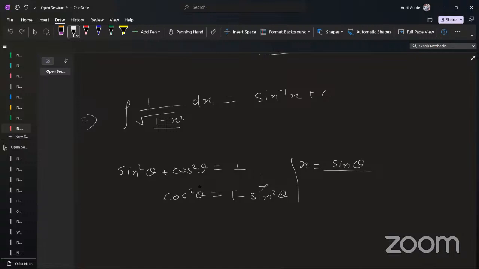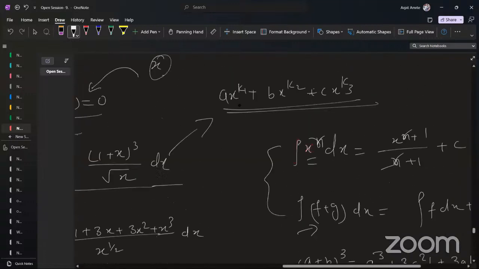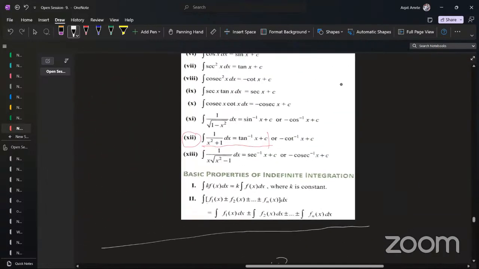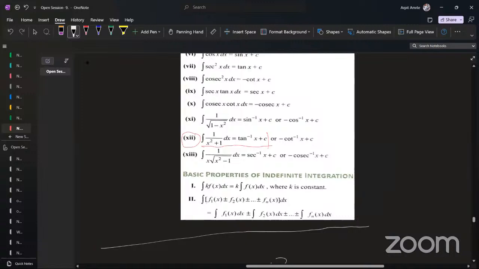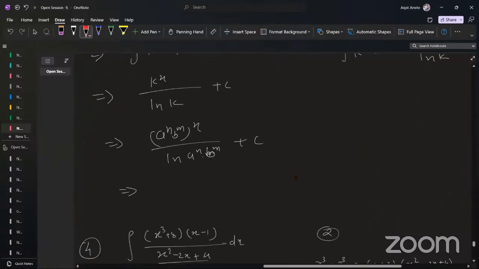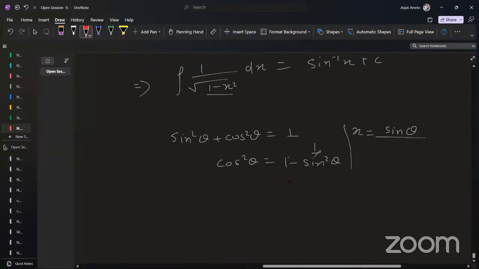You can also put x equals cos theta here. No issue. But for instance, I am using cos square theta. That is why in the formula, for this case, they have given two values. One is sin inverse x plus c and another one is minus cos inverse x plus c, because you can put x equals sin theta or cos theta, both.